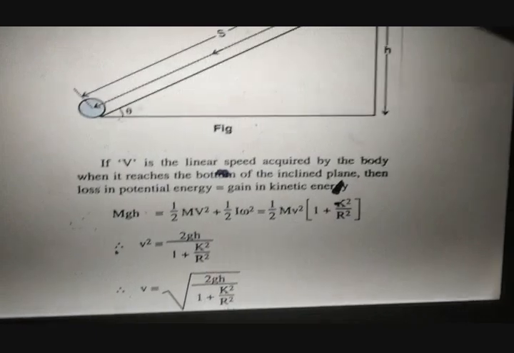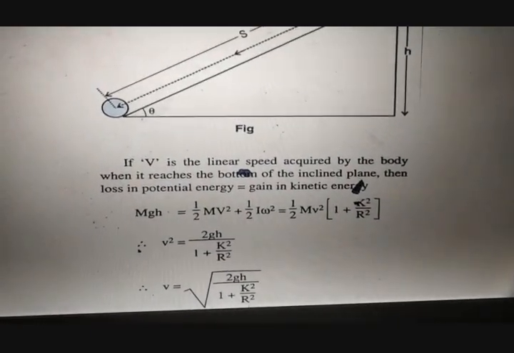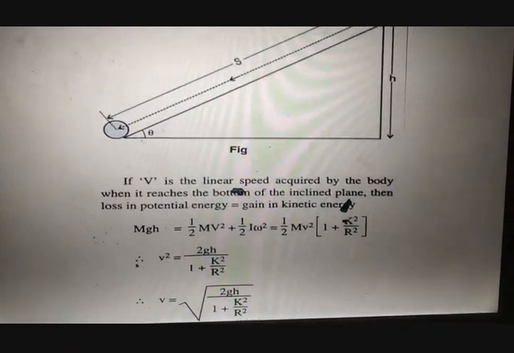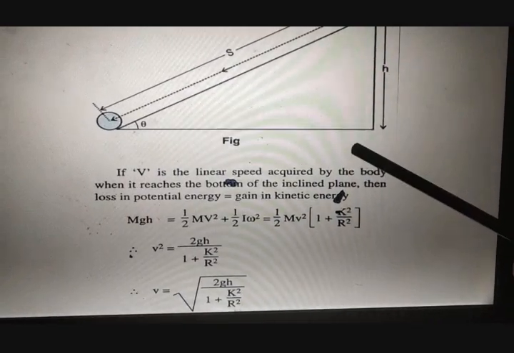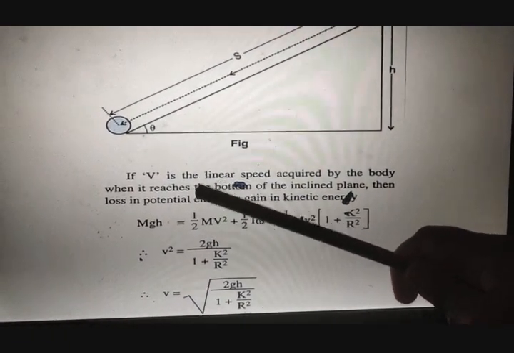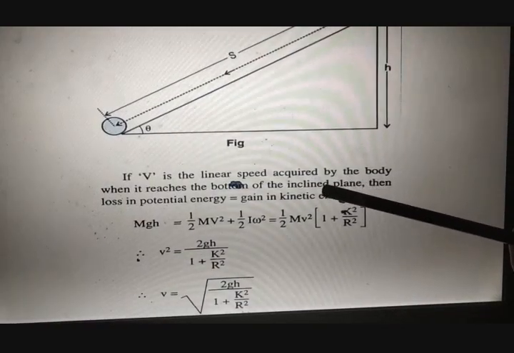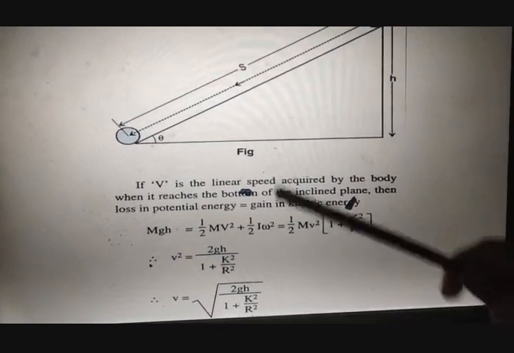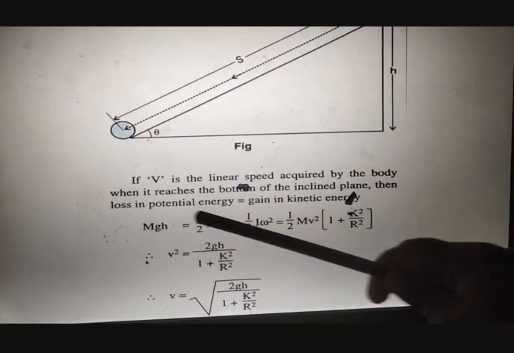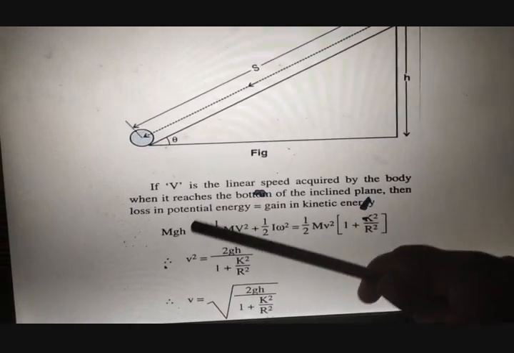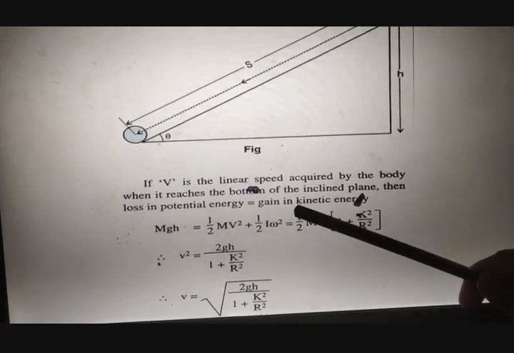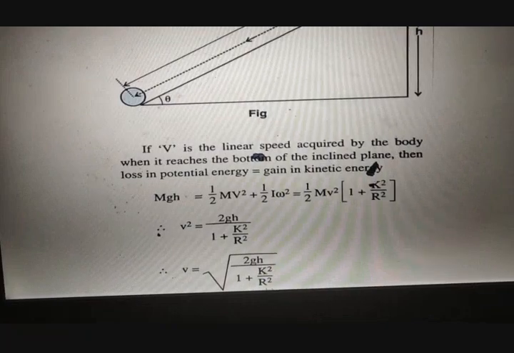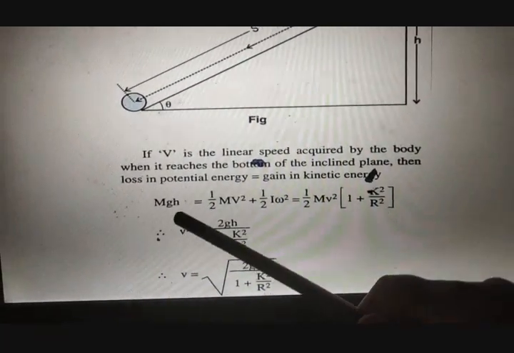Okay, so now let us start. In this case you will find the expression for velocity and the expression for acceleration. Now if v is the linear speed of the body, then when the body reaches the bottom of the inclined plane, the loss in potential energy is nothing but the gain in kinetic energy, which I already told you. So you can use this equation: loss in potential energy is equal to gain in kinetic energy. Or you can also say it is the law of conservation of energy. Whatever was there, only that is used.